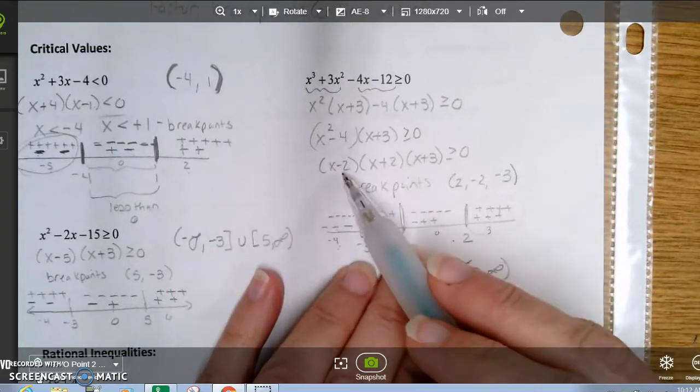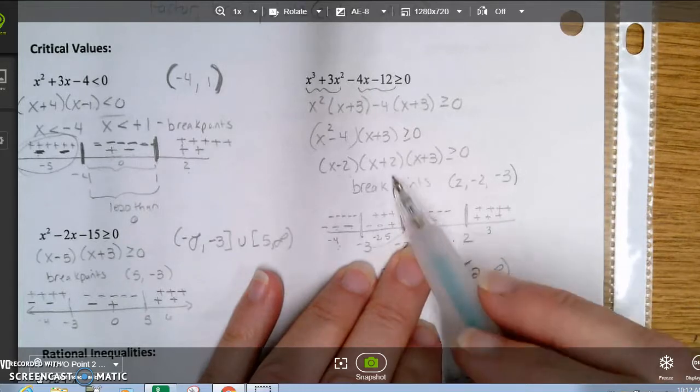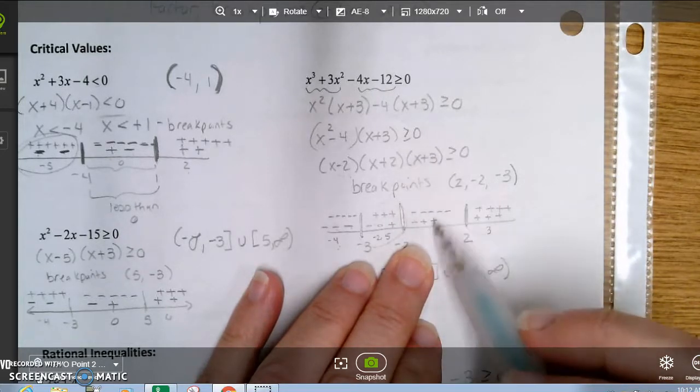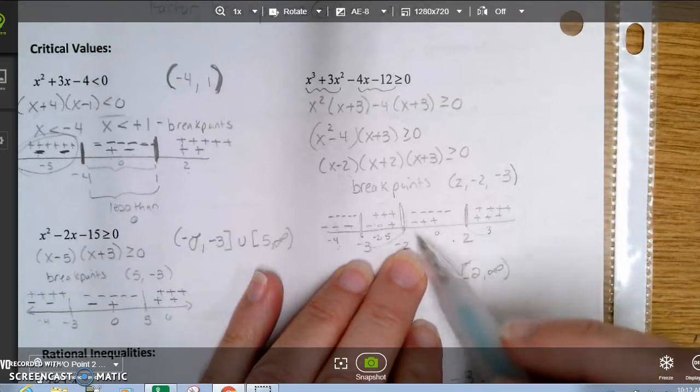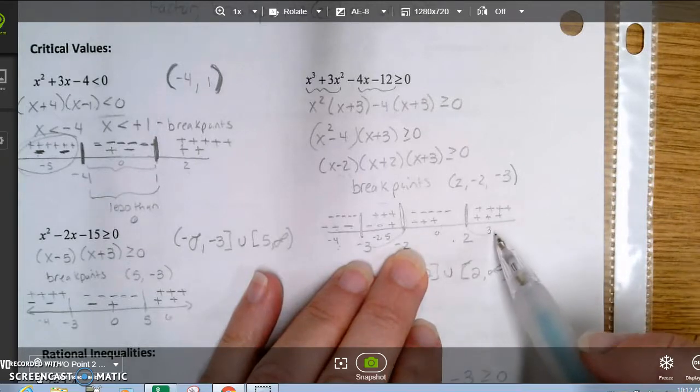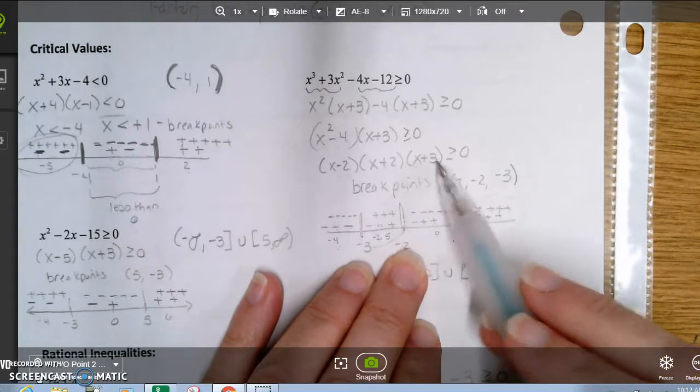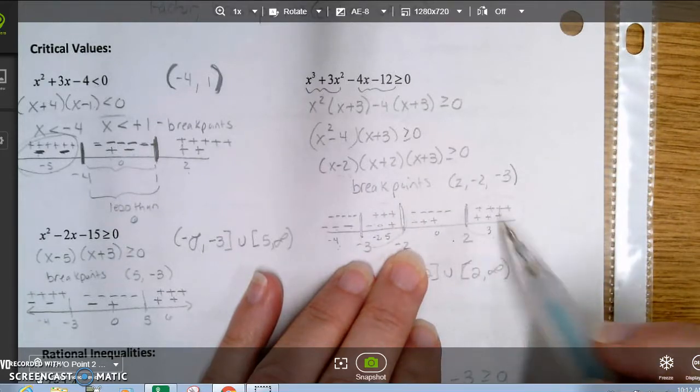Then we're going to check 0. So this would be negative, this would be positive, this would be positive. So this area of the graph is negative. And then we're going to test 3. So it would be positive, positive, and positive, which is positive.